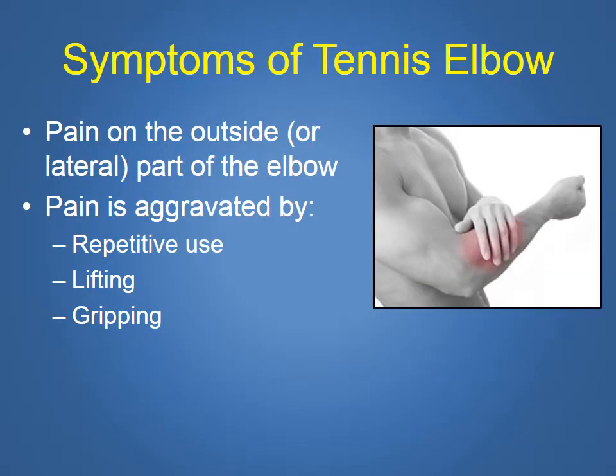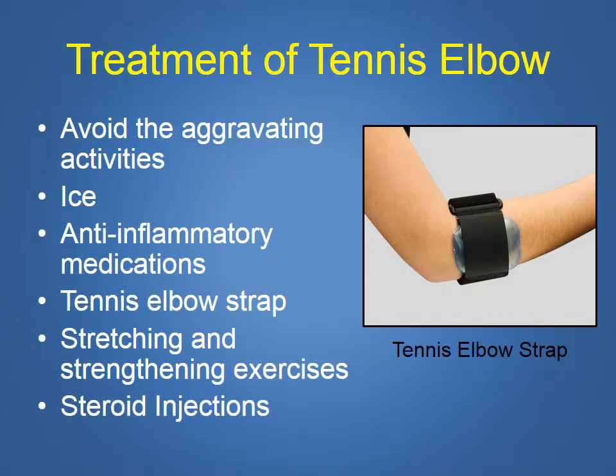Tennis elbow causes pain on the outside aspect of the elbow that is worse with repetitive use, lifting, or gripping activities. Most patients with tennis elbow are successfully treated non-operatively with a combination of rest, ice, anti-inflammatory medications, the use of a tennis elbow strap, stretching and strengthening exercises, and occasionally steroid injections into the painful area. Rarely, surgery is required to treat symptoms of tennis elbow that fail to respond to other treatment measures.